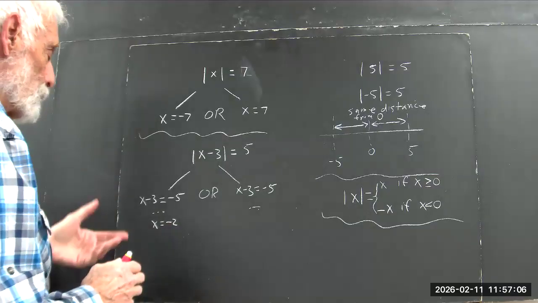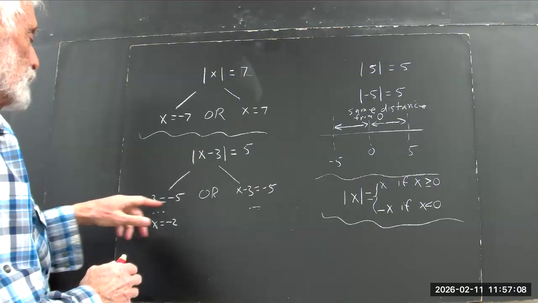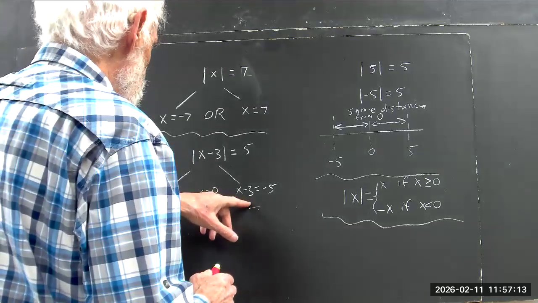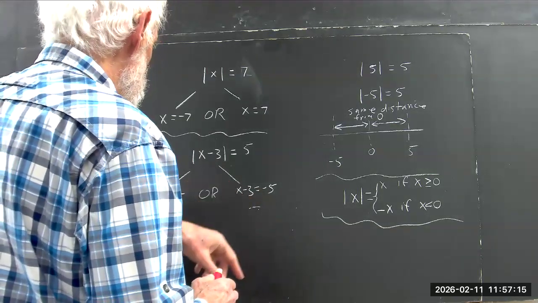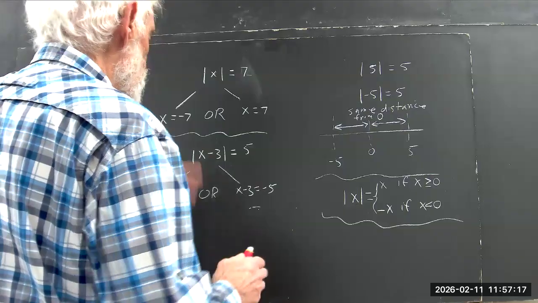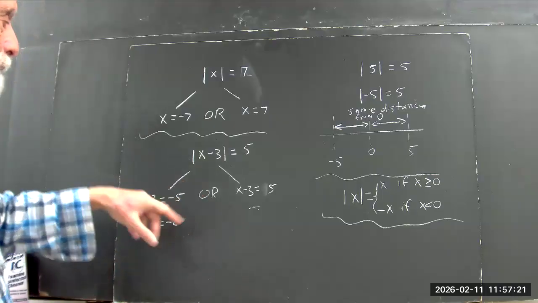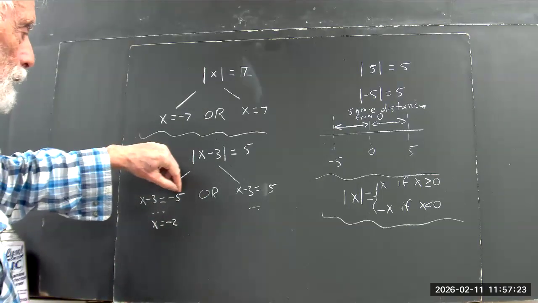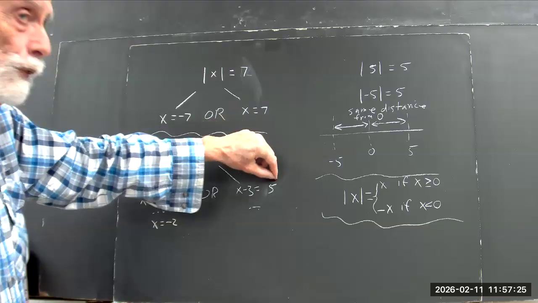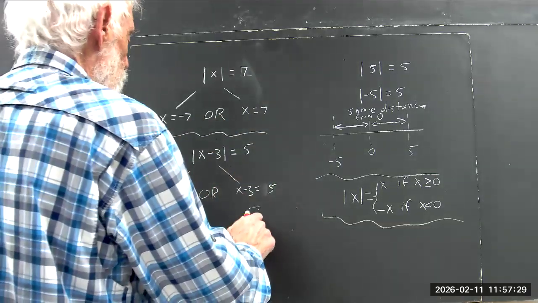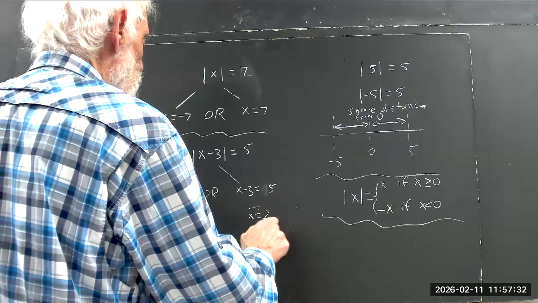Everybody can add 3 to the two sides of the equation. x minus 3 equals 5, and we get 2, and add 3 to both sides. I put negative 5 on both sides, okay? Again, x minus 3 equals negative 5, or x minus 3 equals 5. Take the x minus 3 equals 5 equation, add 3 to both sides, we get x equals 8.